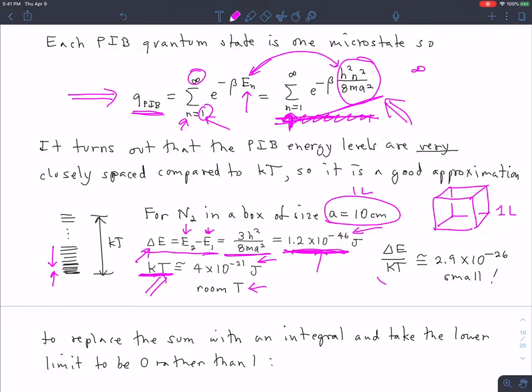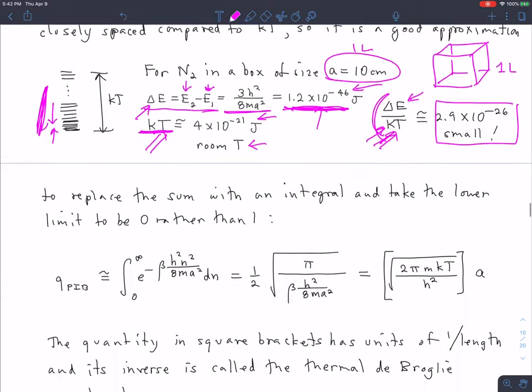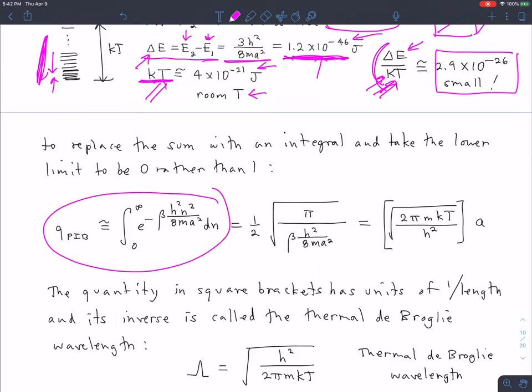And if you take the ratio of those two, if you take the size of the gap divided by the available thermal energy, you get 10 to the minus 26. In other words, the available thermal energy is enough to utterly swamp the gaps between these quantum levels. And so we're going to treat them like a continuum. Rather than worrying about the discrete levels that are actually present, we're going to treat this quantum number n as a continuous variable, and we're going to change this discrete sum into a continuous integral.